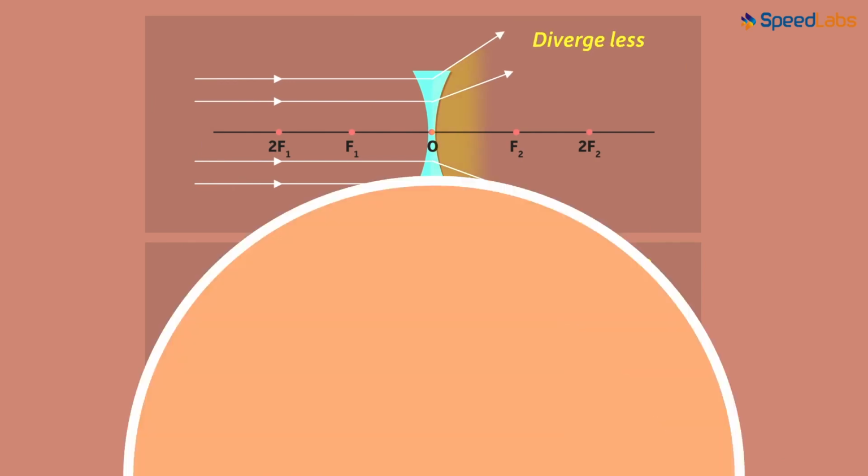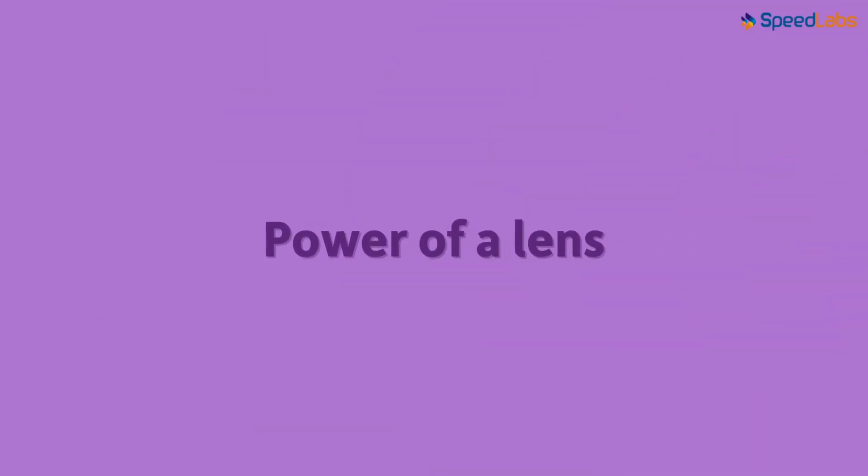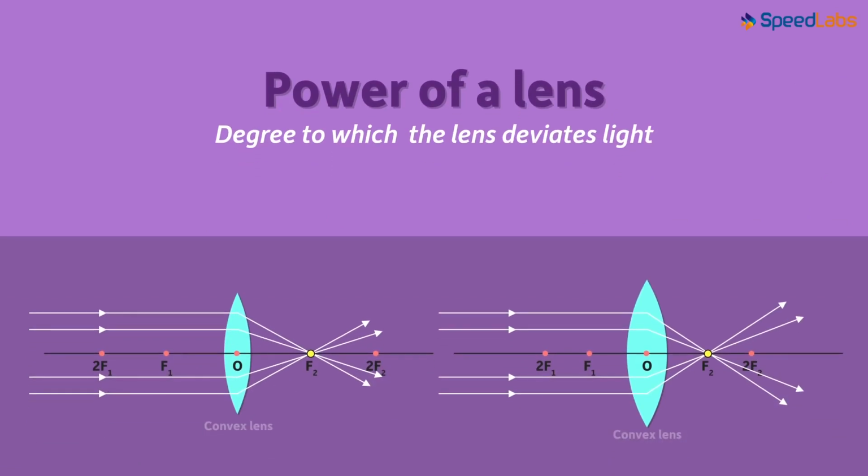With this in mind, let us now define the power of a lens. The power of a lens is defined as a degree to which the lens deviates light. Can you tell me what it will be dependent on? Yes, the power of a lens is related to the focal length of a lens. Or we could also say it's dependent on the thickness of the lens. And what could that relation be?